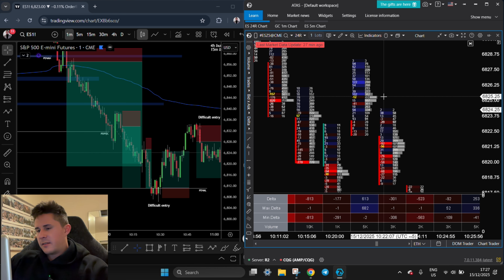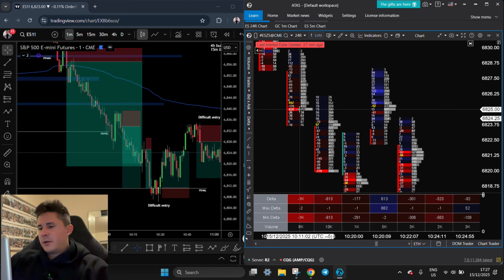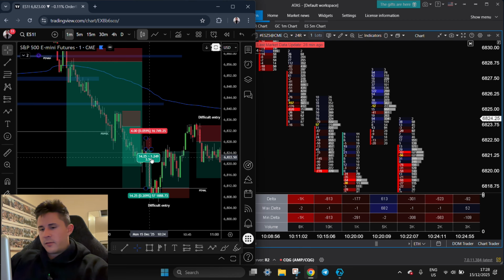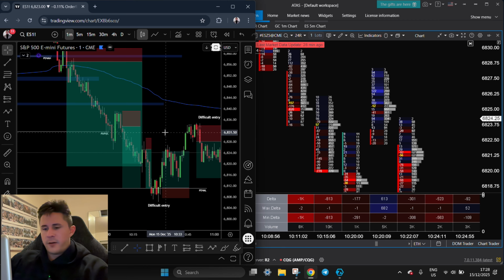So right during this candle is when I entered. 25.50. Boom. Nice sell. I guess that was my delta outlier. I really wanted to see the candle close under that level, and that's exactly what happened. So this was a nice little trade, 3.5R.